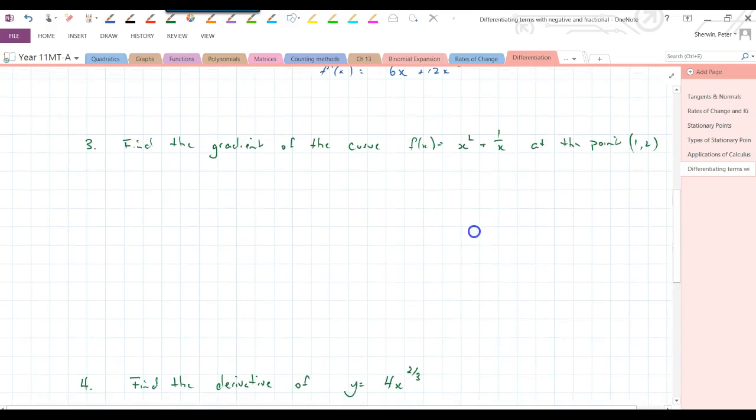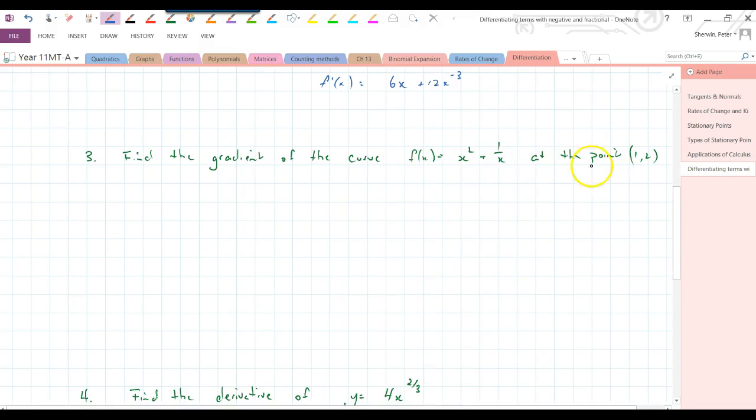Okay, example 3. Find the gradient of the curve at this point. So we're just going to take it one step further. I need to find the gradient of this curve.